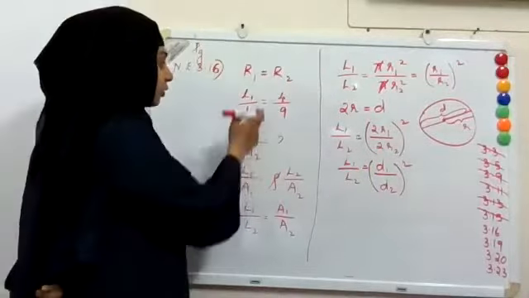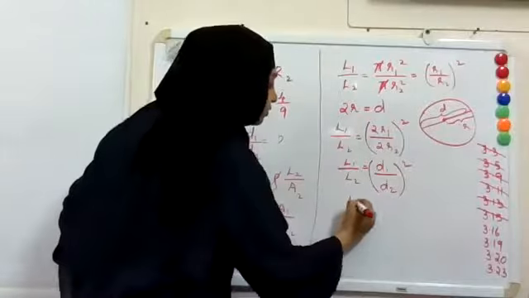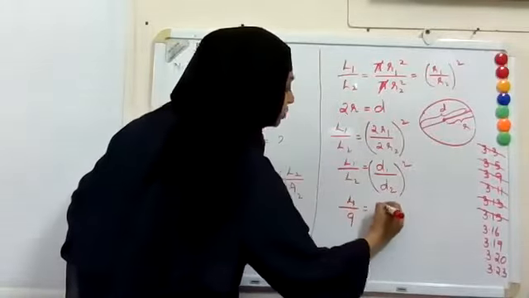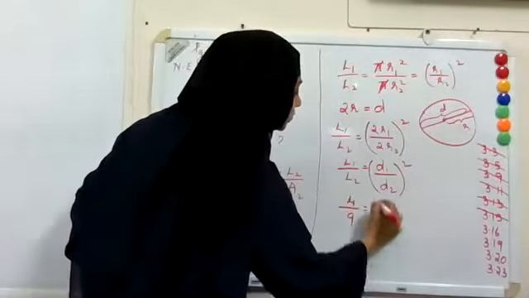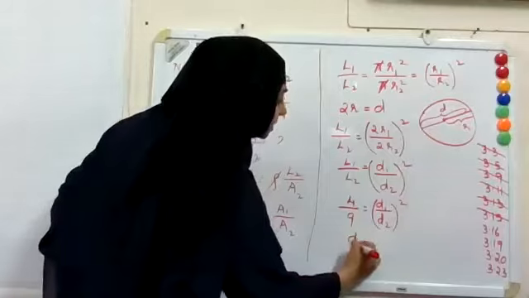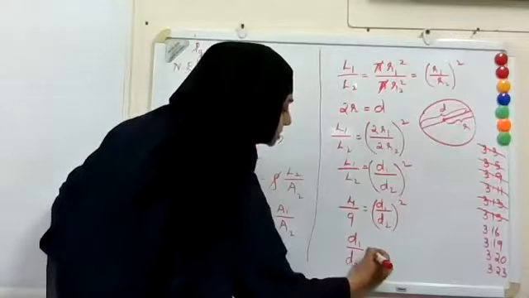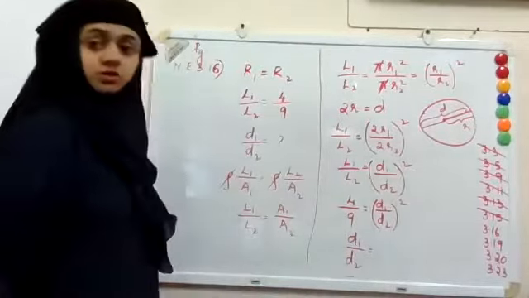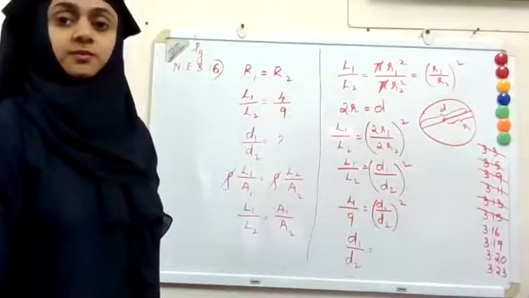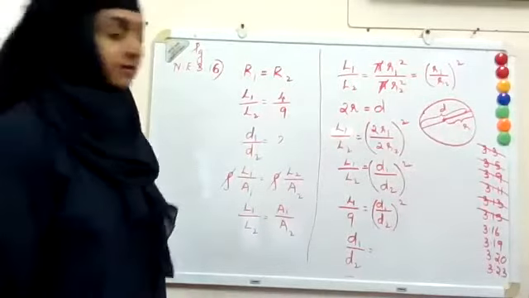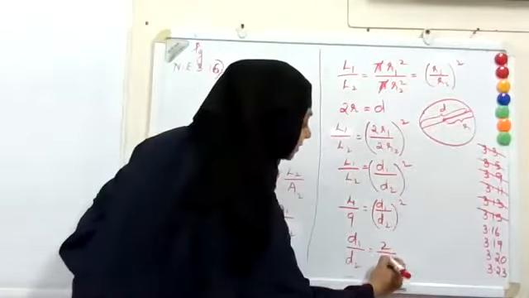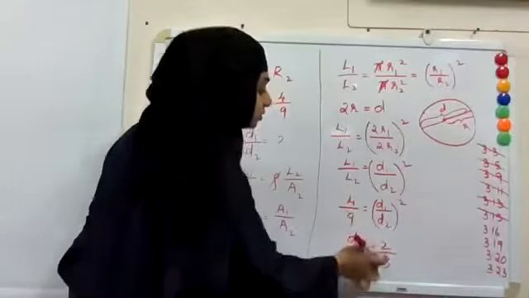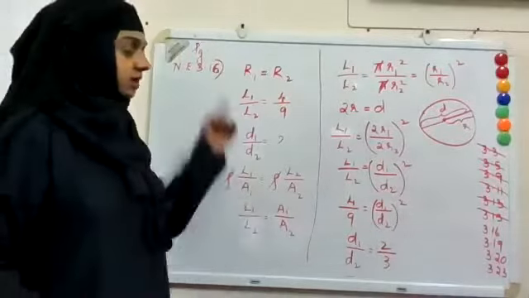So you know L1 by L2 is 4 by 9, which is equal to D1 by D2 the whole square. So what is D1 by D2? Root of this, right? 2 by 3. Root of 4 is 2, root of 9 is 3. Is it clear to you?